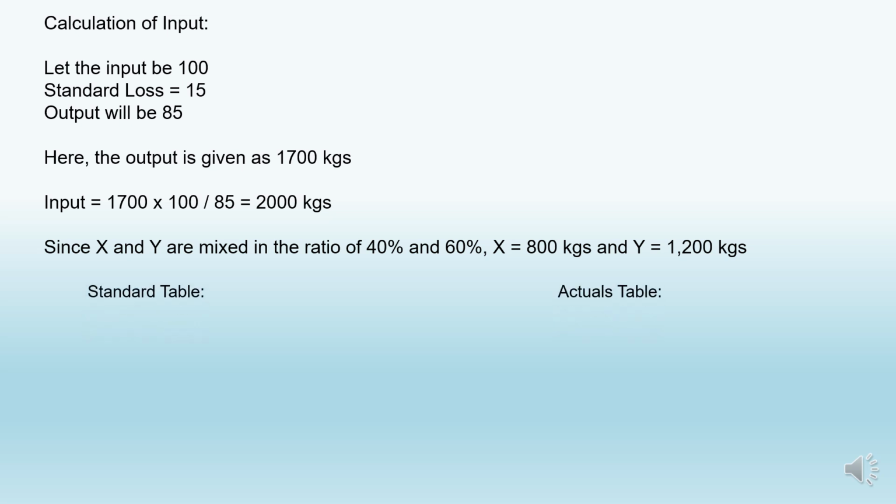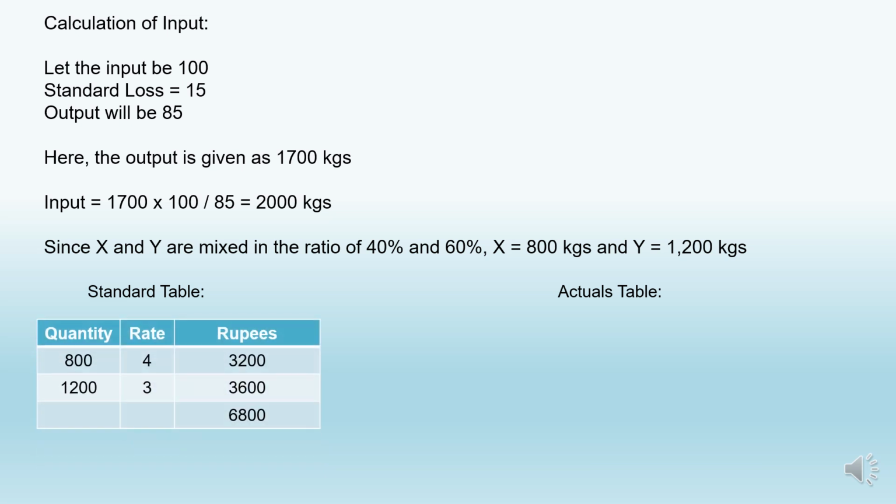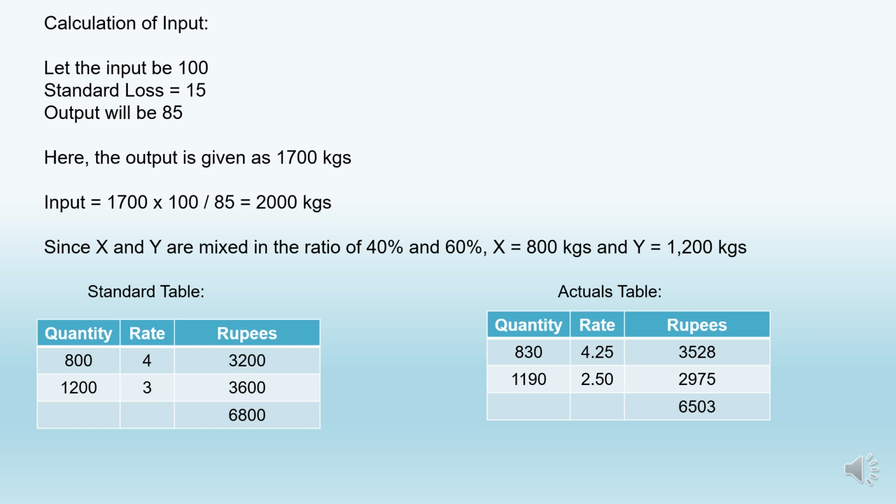Now based on that, if I prepare the standard and actuals table, the standard rates were given as 4 and 3. So with A 800 and B 1200, my standard cost of A will be 3200 and B will be 3600. So my total standard cost would be 6800. It's very easy. The actual quantities of A and B were given as 830 and 1190 with actual rates of 4.25 and 2.50. So the corresponding values will be 6503 as the gross actual cost.